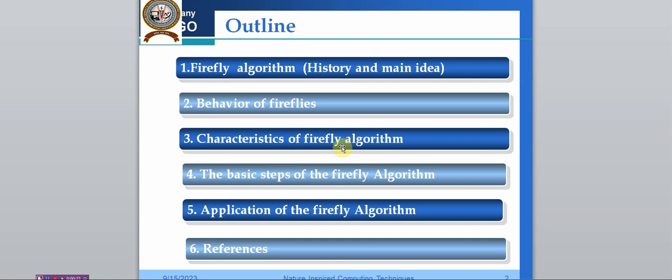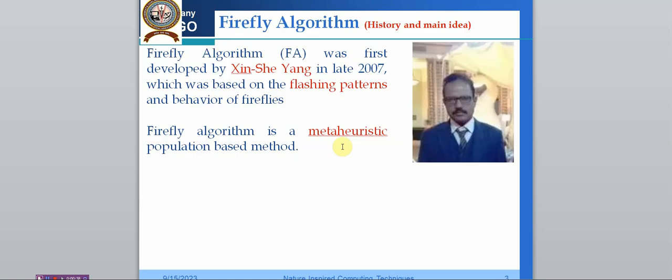First of all, we will go for the Firefly algorithm, what is the history and the main idea. Then we will go for the behavior of the fireflies, then the characteristics of this Firefly algorithm and the basic steps of the Firefly algorithm. Then we go for the various applications of this Firefly algorithm and finally go for some of the references.